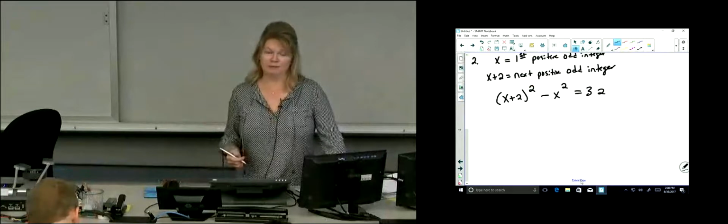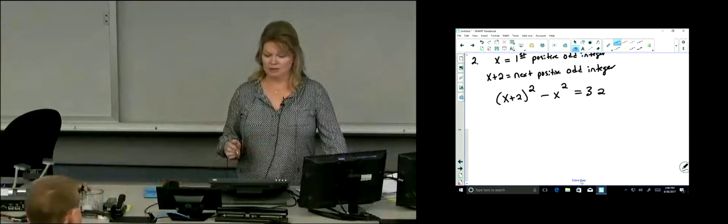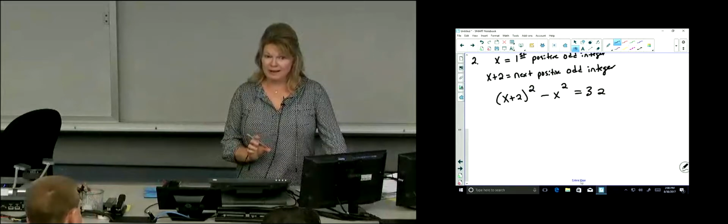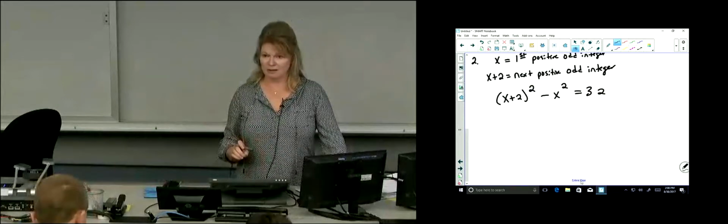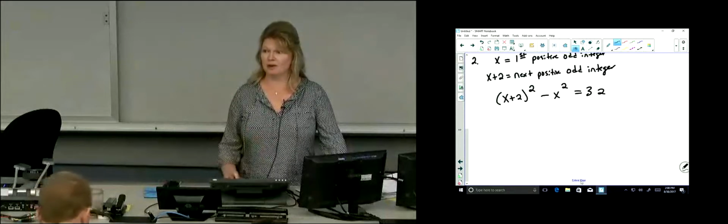Okay, I'm going to give you a minute. Work that problem. Make sure with the first part that you FOIL it out, then subtract x squared from it, get your quadratic set equal to 0, and solve.